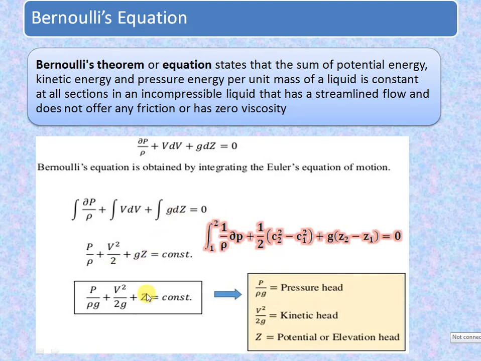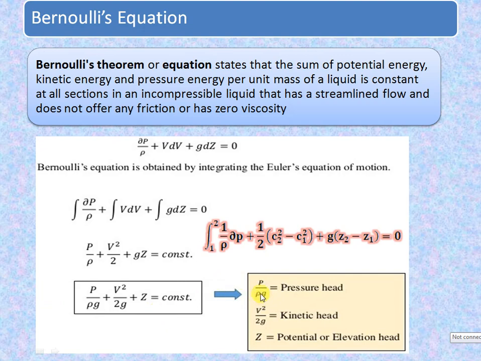Now divide by g on both sides. So we will get P by rho g plus V squared by 2g plus Z, because gZ divided by g gets cancelled, so we get Z, is equal to constant. Constant by g is again constant. So from this equation, we can calculate the energy at different sections.